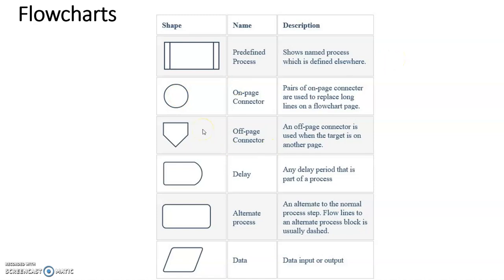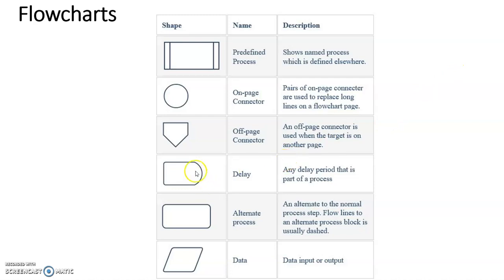Then we have off-page connectors. Now, if your algorithm or your flowchart is too big for a particular page, you can use off-page connectors. Once you put in this off-page connector, then you indicate on the next page that you want to continue the flowchart from. Then anybody reading will know that your algorithm hasn't stopped, but it continues.